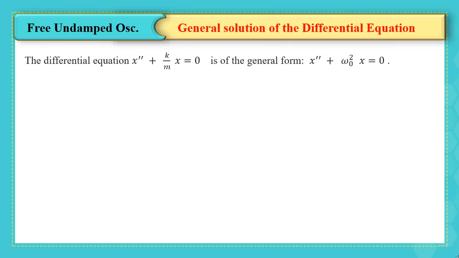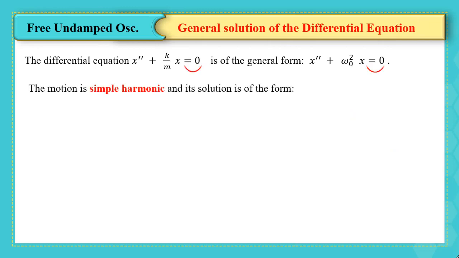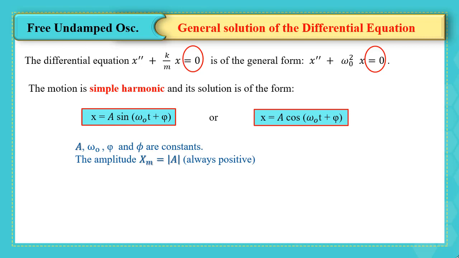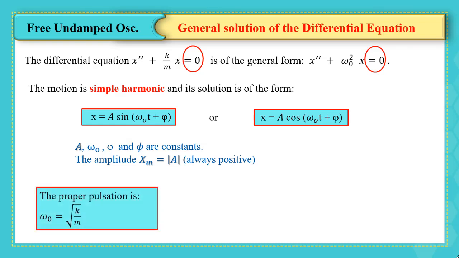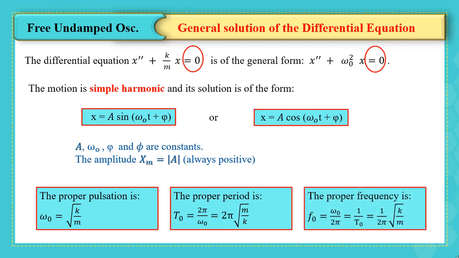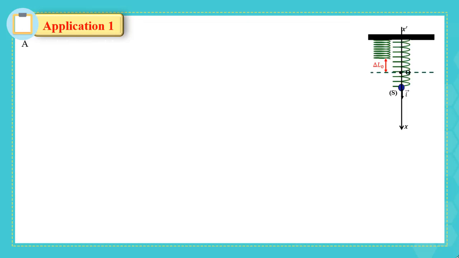Since this differential equation is of the form x double prime plus omega 0 squared x equals 0, this motion is a simple harmonic and it has a solution x equals xm sine omega 0 t plus phi, or x equals xm cosine omega 0 t plus phi, where xm, omega 0 and phi are constants and xm is the absolute value of a, always positive. The characteristics of this equation are the proper angular frequency omega 0, which is radical k over m, the proper period, and the proper frequency. We're going to solve this direct application in this video.